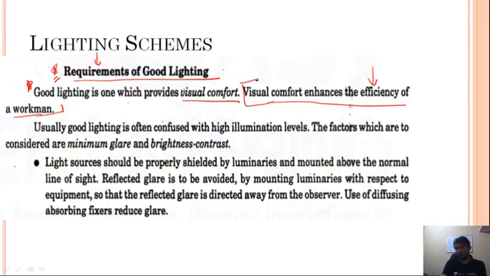देखो यहाँ पे भी ये लिखा है. So usually good lighting is often confused with high illumination level. So the purpose of good lighting is not that we require high illumination.